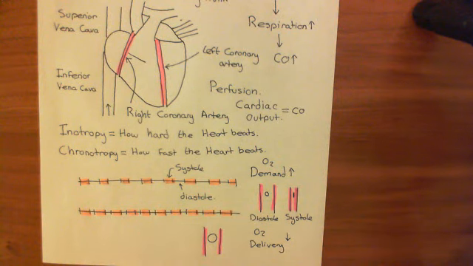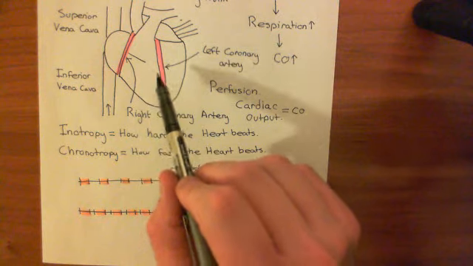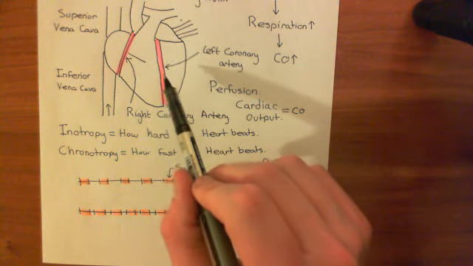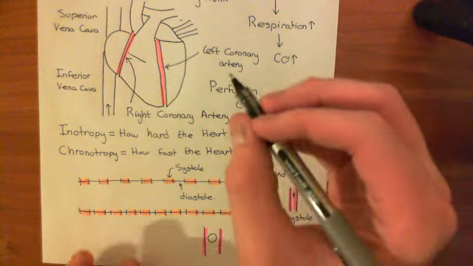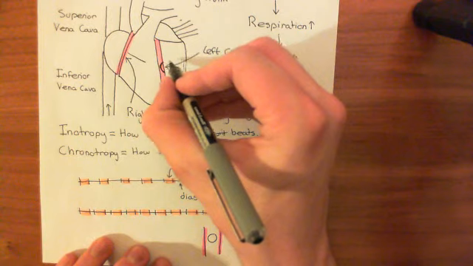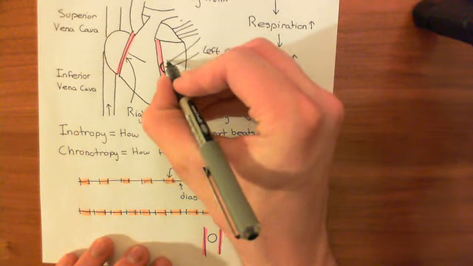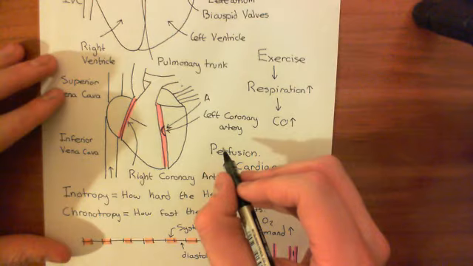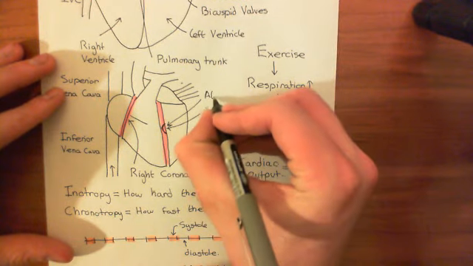Okay, so what happens if we've got a massive, great atherosclerotic plaque in our coronary artery? So let's say we have a massive, great atherosclerotic plaque here. Okay, so this represents, let me just bring it down here, an atherosclerotic plaque.